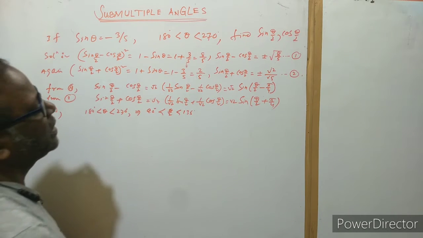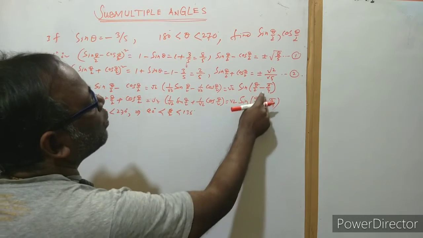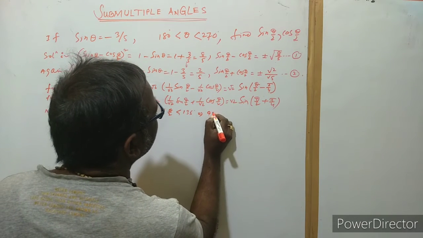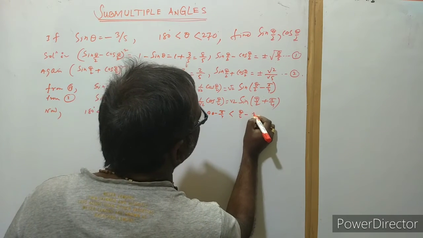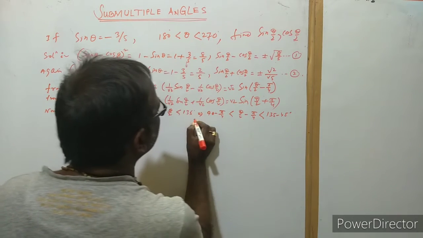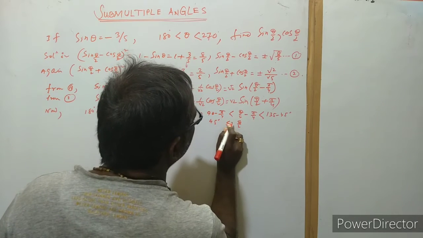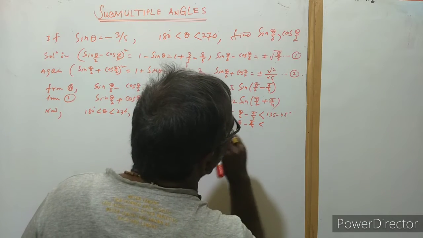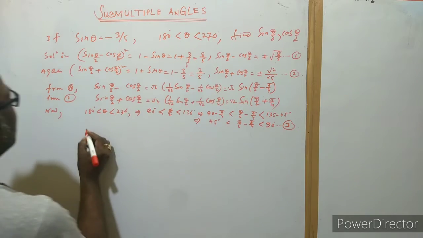If we want theta by 2 minus 45, then subtract 45 from that: 90 degrees minus pi by 4. So this is theta by 2 minus pi by 4, and this is 135 minus 45 degrees. So it implies that here 45, this is theta by 2 minus pi by 4, and this is 90. This is equation 3.